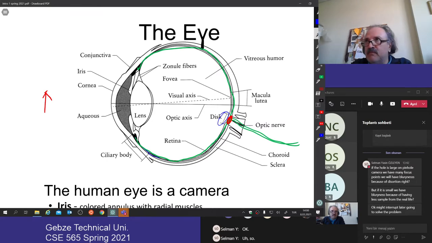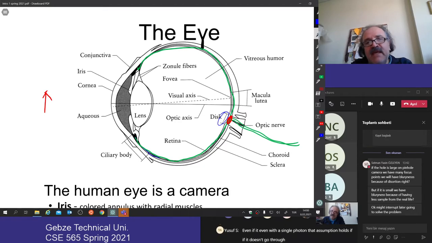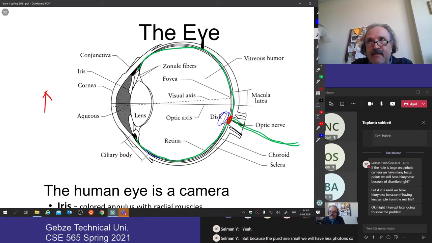Okay, what I was going to ask was, when we calculate the triangles and stuff, we always draw straight lines. It's under the assumption that light behaves like a line. But the fewer photons we get, the more that assumption holds. Kind of wrong, right? No, it is not that. It is the aperture size. If the aperture size is too small, that assumption doesn't hold anymore. But even with a single photon, that assumption holds if it doesn't go through a small opening. Yeah, but because the aperture is small, we will have fewer photons, so we will have less sample of the real world. And maybe that will become blurry because of that.